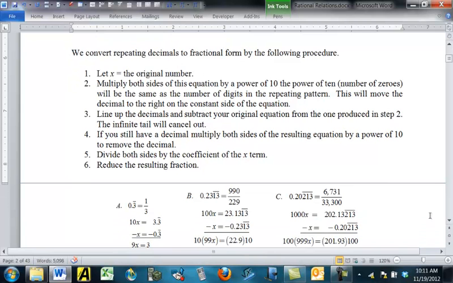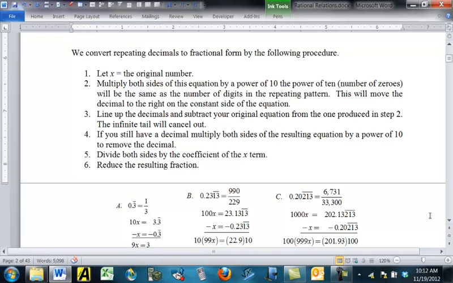Let x be the original number, multiply both sides of the equation by a power of 10. The power of 10, the number of zeros, will be the same as the number of digits in the repeating pattern. This will move the decimal to the right on the constant side of the equation by that many digits. Line up the decimals and subtract your original equation from the one produced in step 2, and the infinite tail will cancel out.